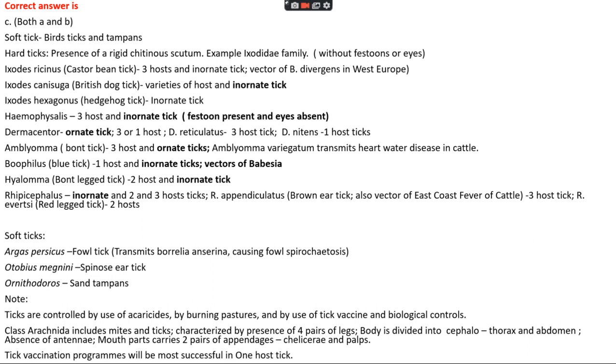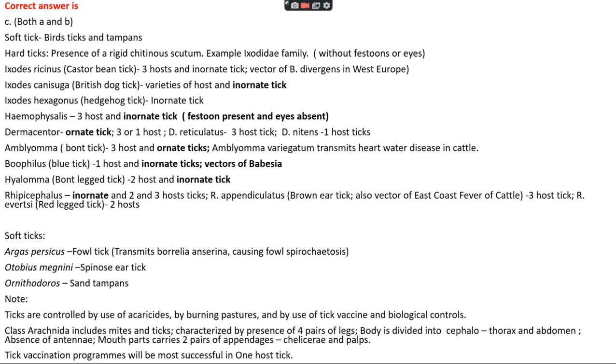Ixodes ricinus is called the castor bean tick. Sometimes questions ask which is a castor bean tick, so we should tick Ixodes ricinus. It has three hosts and it is an inornate tick. It is also the vector for Babesia divergens in West European conditions. Okay. Ixodes canisuga is the British dog tick. It has a variety of hosts and it's also an inornate tick. Ixodes hexagonus is the hedgehog tick. It's also an inornate tick.